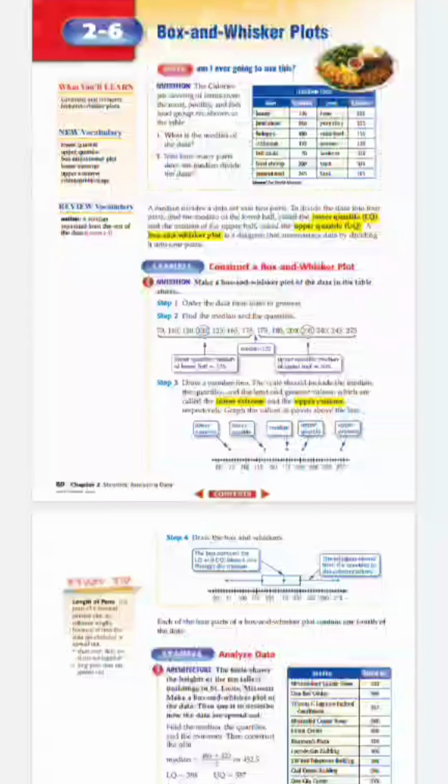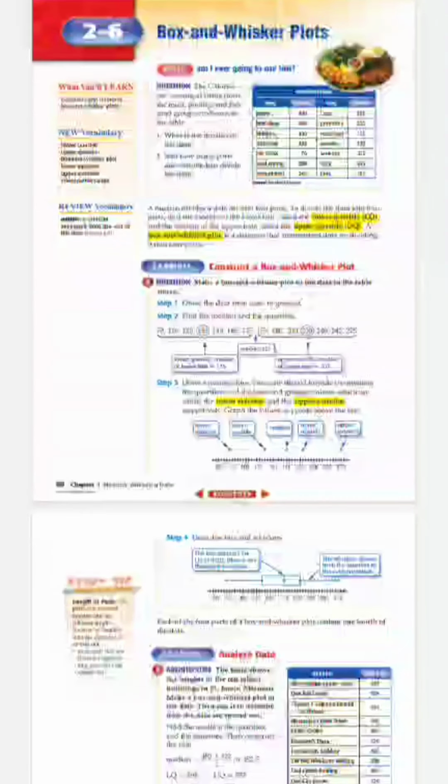To divide the data into 4 parts, find the median of the lower half, called the lower quartile, and the median of the upper half, called the upper quartile. A box and whisker plot is a diagram that summarizes data by dividing it into 4 parts. Example: constructing a box and whisker plot. Nutrition. Make a box and whisker plot of the data in the table above.